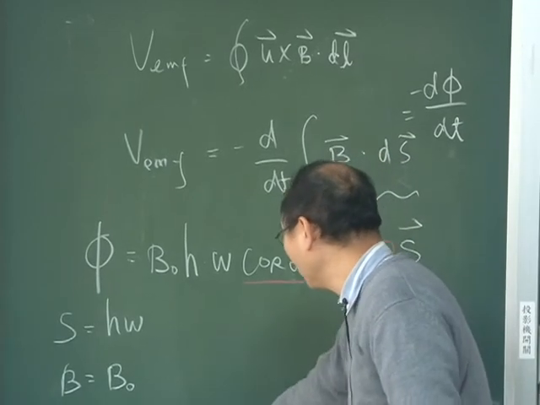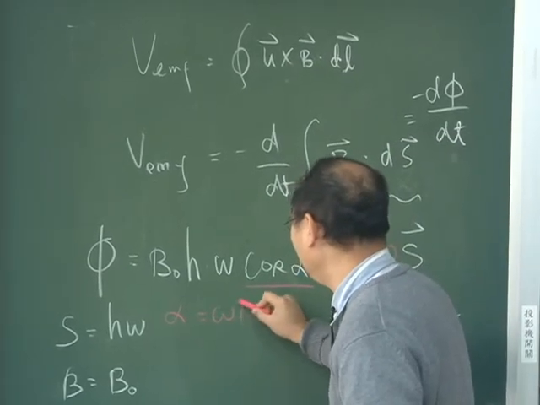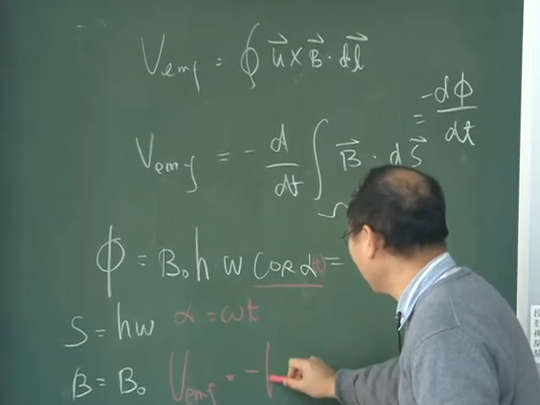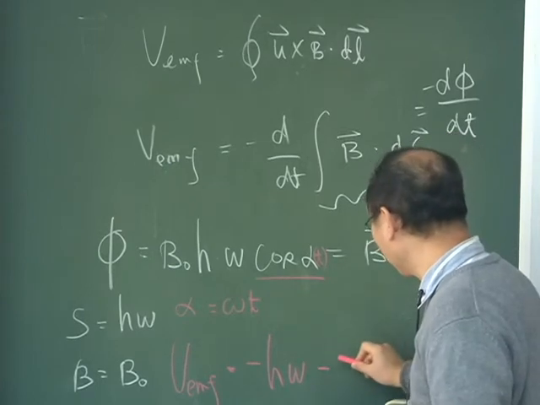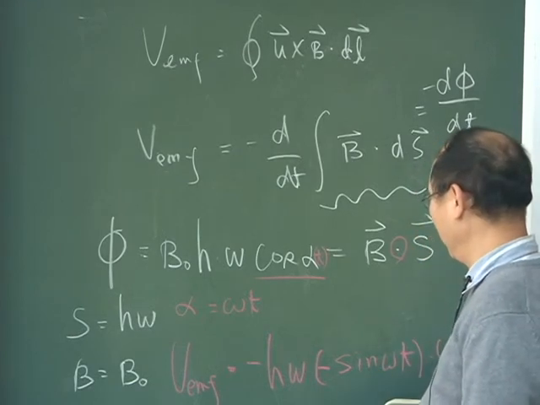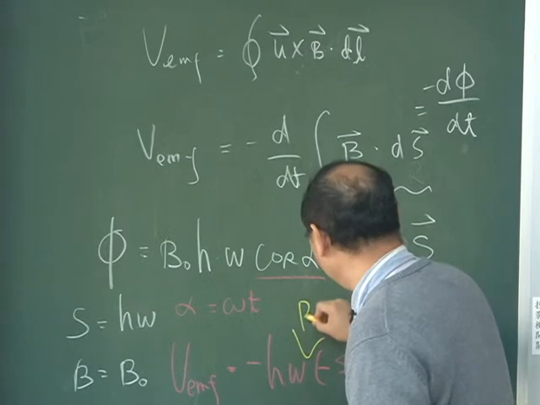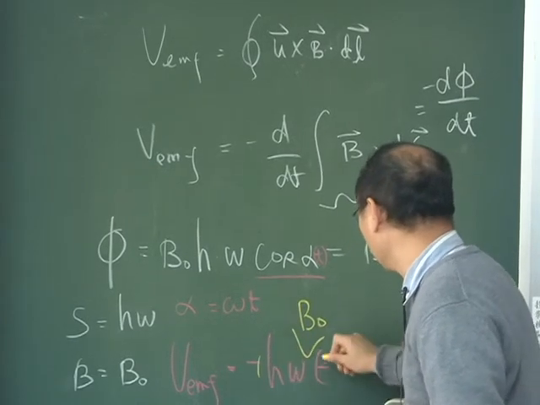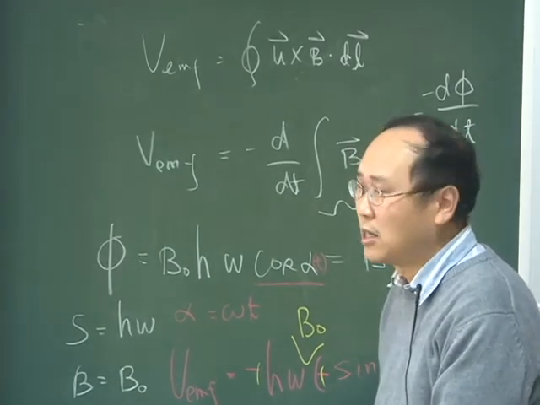Okay, so the only thing changed with time is this alpha is a function of time, because this alpha is equal to omega t. So now the induced EMF is equal to minus HW. Well, do a differentiation of this cosine alpha with respect to time. So you get minus sine omega t multiplied with omega. Okay, and don't forget that you have B0 in front of it. And you have two minus signs right here, so you make it a plus sign. If you compare this expression with this expression, the two expressions are the same.